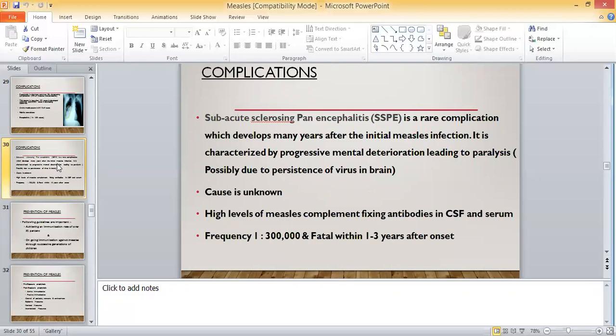Subacute sclerosing panencephalitis is a rare complication which occurs many years after the disease, possibly due to persistence of the virus or a weak immune system in that person. It might occur after 7 to 10 years and is very severe. It may cause very severe complications, and a person may go into a coma or death. There is a high level of measles complement-fixing antibody in CSF. The frequency is 1 in 300,000, but in recent studies it is more common than that, appearing in 1 in 2 to 3,000 cases of SSPE.